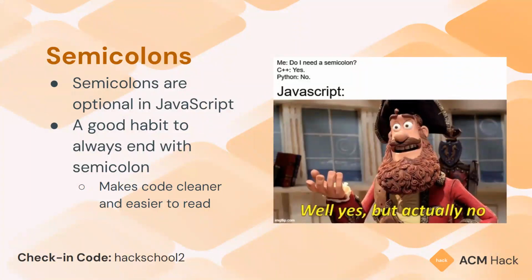And then semicolons, right? A lot of programming languages tend to have semicolons. Some don't, like Python doesn't, right? But Java does, C++ does too, right? So in JavaScript, semicolons are technically optional, but highly recommended. It's just a good habit to end things with a semicolon because it makes it easier to read your code. So this is just a meme that we have. Do I need a semicolon? C++ is like, yes. Python's like, no. JavaScript is like, yeah, but no. So any questions?